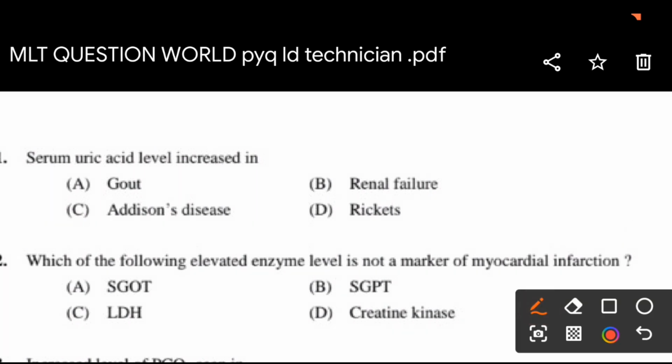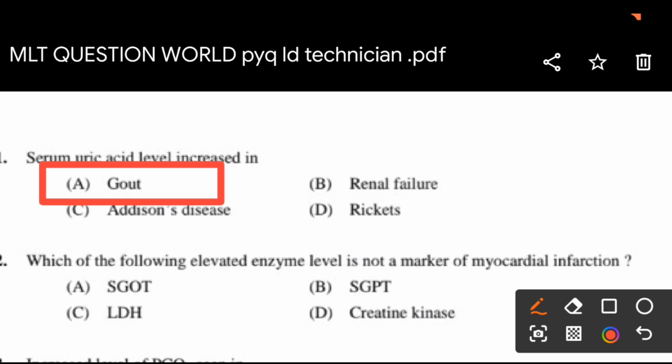Next one. Serum uric acid level increased in gout, renal failure, Addison's disease, rickets. The right answer is gout. Uric acid level is increased in gout.